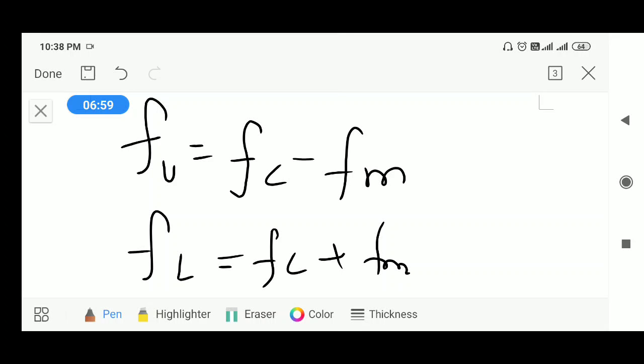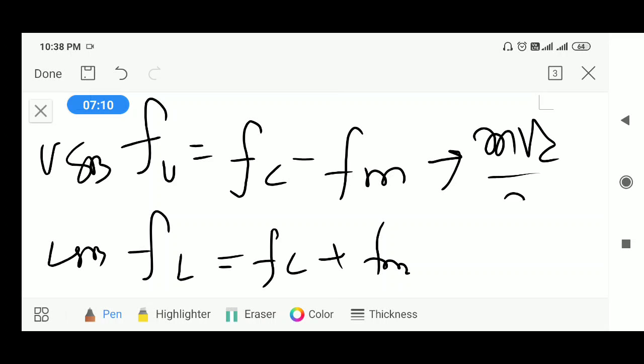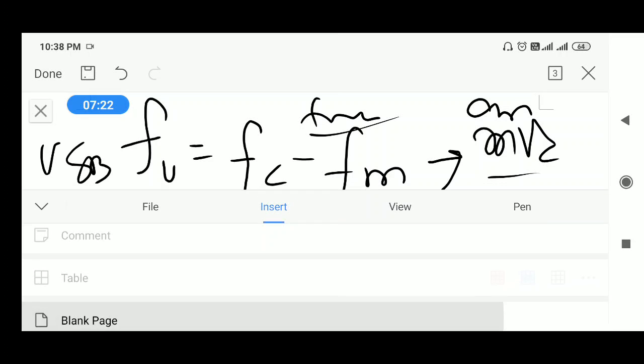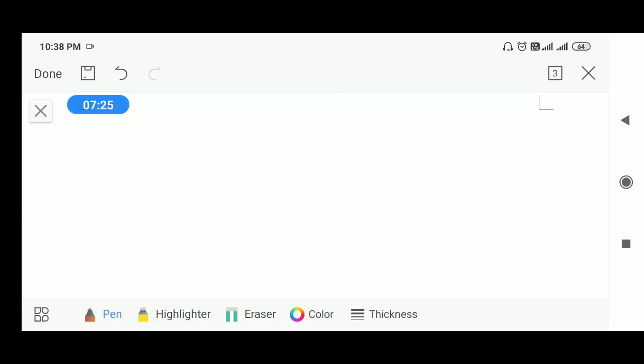And the amplitude of the upper sideband, this is the upper sideband, this is the lower sideband. The amplitude of the upper sideband is equal to mVc by 2, or sometimes mEc by 2. Similarly the lower sideband is also the same, mVc by 2. This is amplitude, this is frequency. These are some of the frequency spectrum related equations.